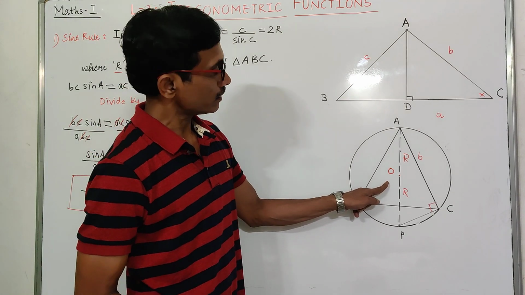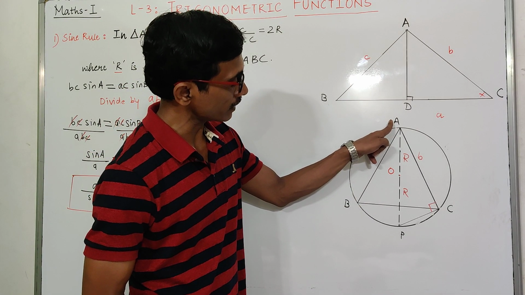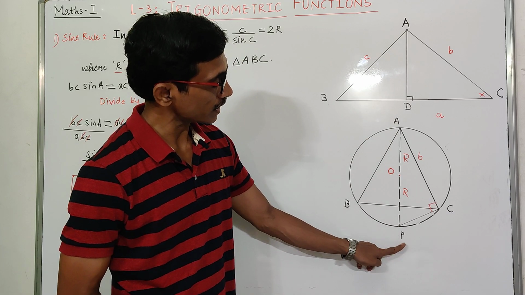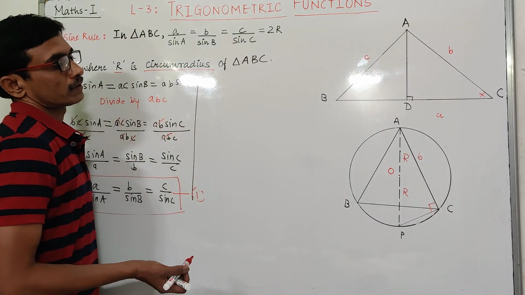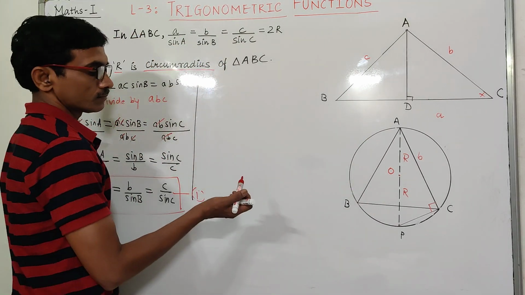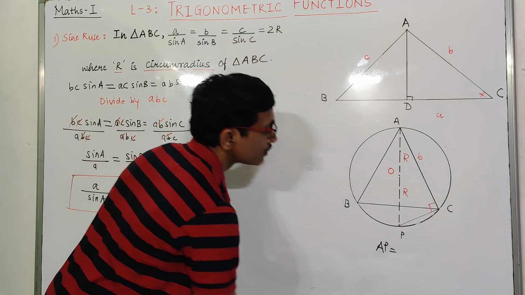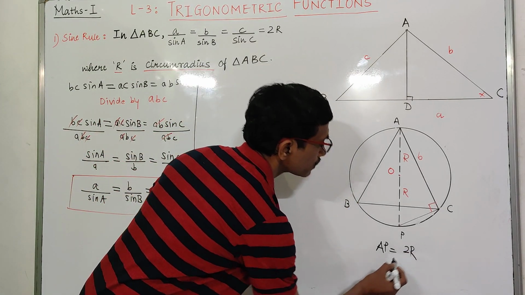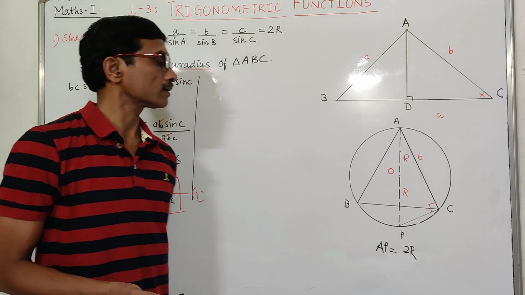O is the center. A is the acute angle. Through this acute angle A we draw a diameter, and this diameter meets the circle at P. Therefore AP is the diameter of this circle, and AP is equal to twice the radius. So AP will be equal to 2R.